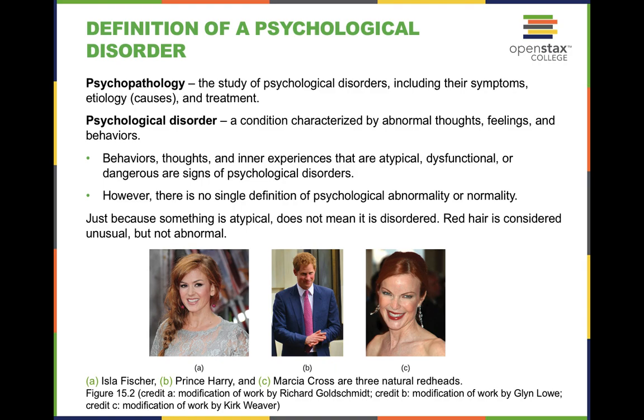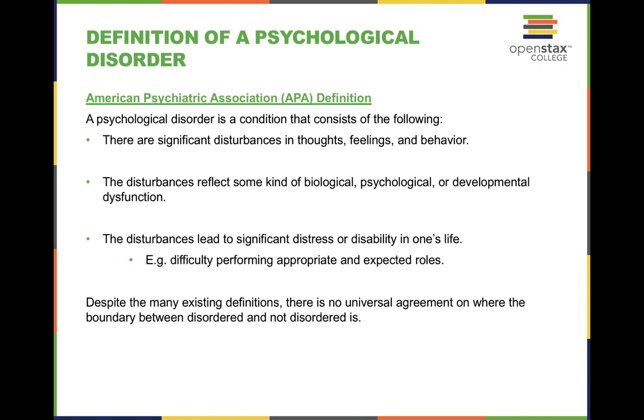However, there is no single definition of psychological abnormality or normality. And this is an important distinction to make here. Just because something is atypical does not mean that it is a disorder. So red hair is considered to be a minority hair color, but just because it's atypical does not mean that it is abnormal. That's an important distinction to make.